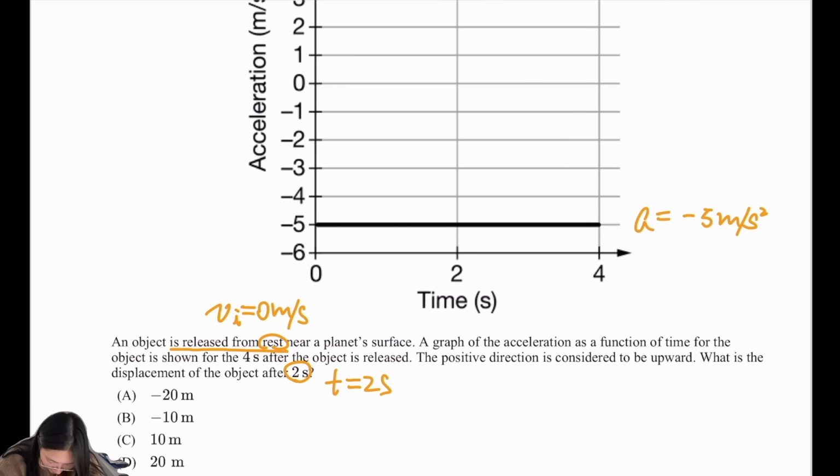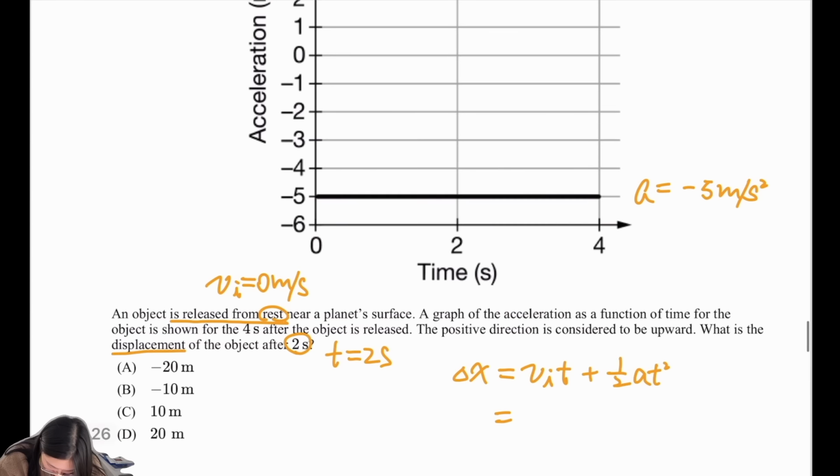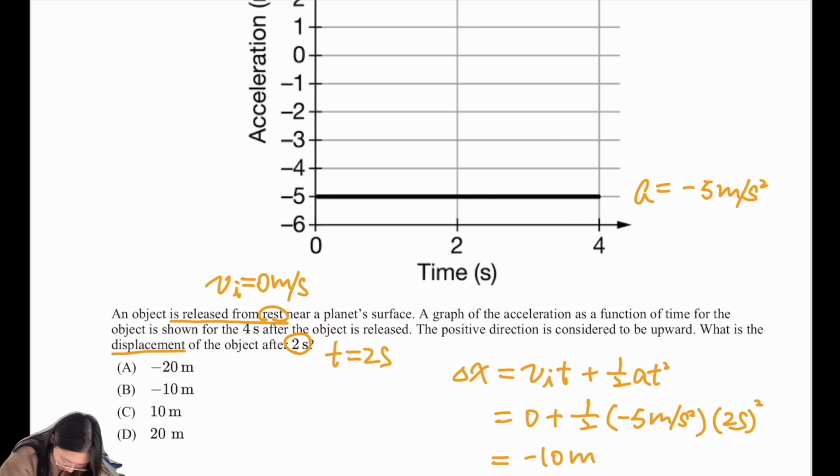Okay, so displacement delta x is equal to v initial times t plus 1/2 a t squared. So I can plug in all the values. Then it's 0 plus 1/2 times negative 5 meters per second squared multiplied by 2 seconds squared. So that is negative 10 meters. The answer is B.